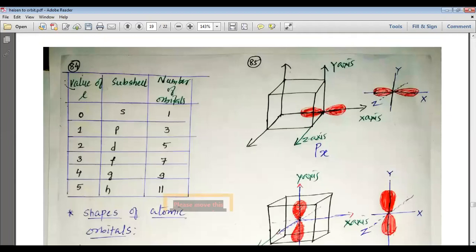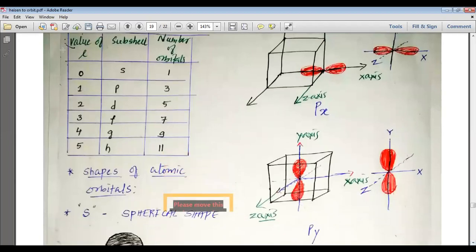Now let us look at another table. In this table, we have tried to study the value of l, then the subshell, and then the number of orbitals possible for them. So when the value of l is equal to 0, we have subshell s, and the number of orbitals is equal to 1. When l is equal to 1, we have subshell p, and the orbitals are px, py, pz. When l is equal to 2, we have subshell d, and the number of orbitals is 5. They are dxy, dyz, dzx, dx square minus y square, and dz square.